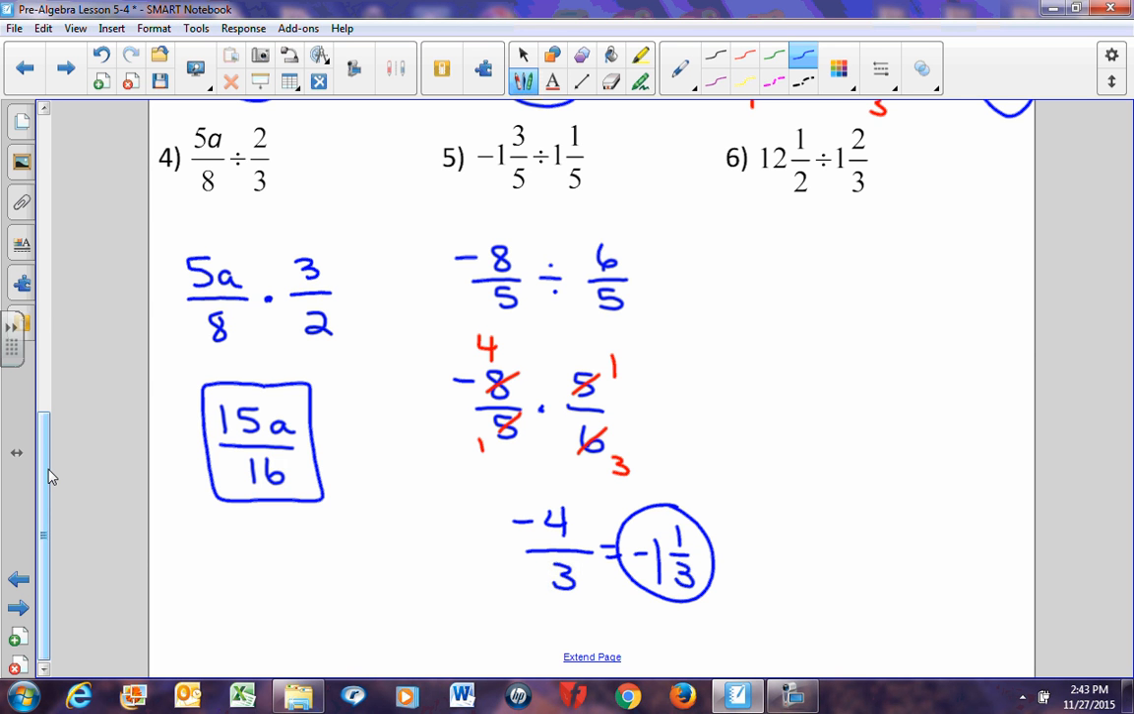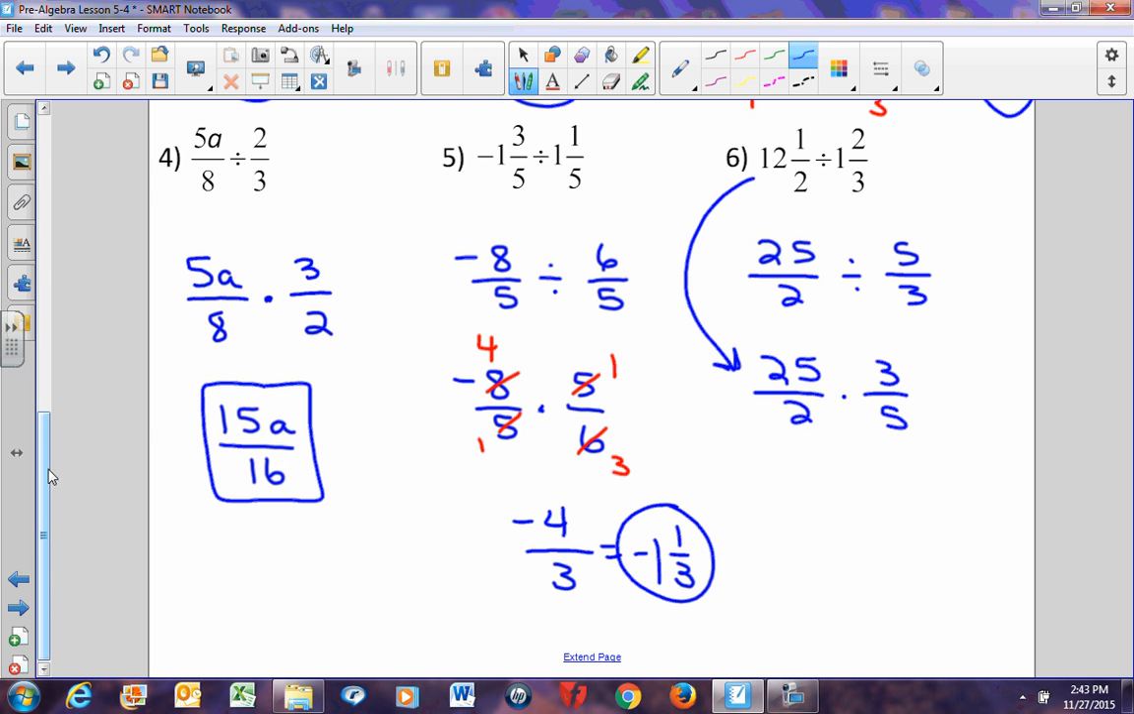And finally, the last problem. 12 and a half divided by 1 2/3. Change them both into improper fractions. 12 times 2 is 24, so this is 25 halves. Divided by 3 times 1 is 3, plus 2 is 5, 5/3. So 25 halves times 3 over 5. Don't try to go from here directly to here. That's a no-no, because when you do that, you're going to mess something up. You may get it right 50% of the time, but if you get it wrong 50% of the time, there's terrible odds. And now I can cross cancel.